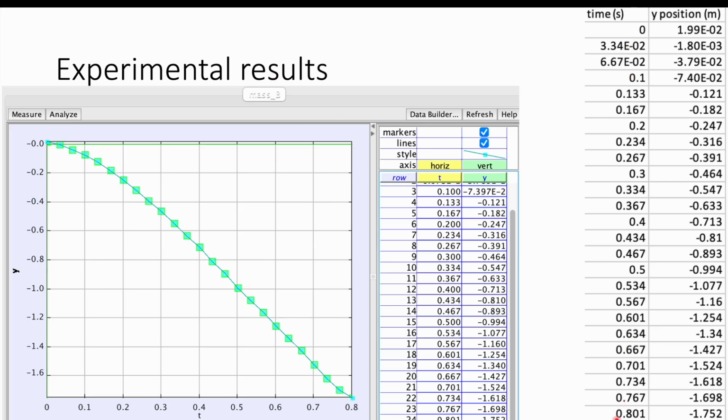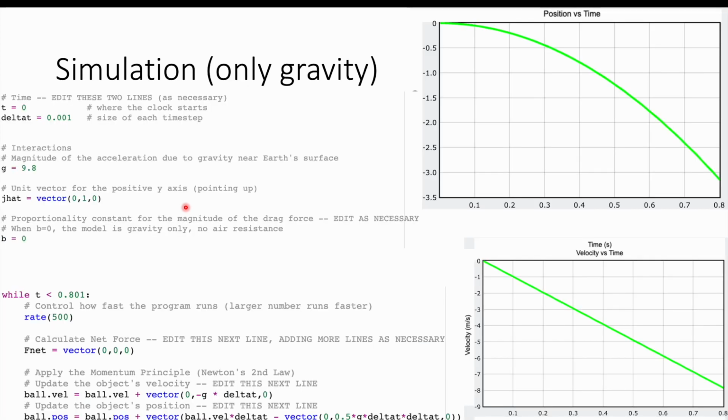So here are my experimental results. We can see it took 0.8 seconds to travel 1.75 meters, and once again we can see that it is not a straight line like it would be if there was no acceleration. As we can see, the gradient is increasing in magnitude, meaning that there is an increasing velocity, hence an acceleration acting on the object.